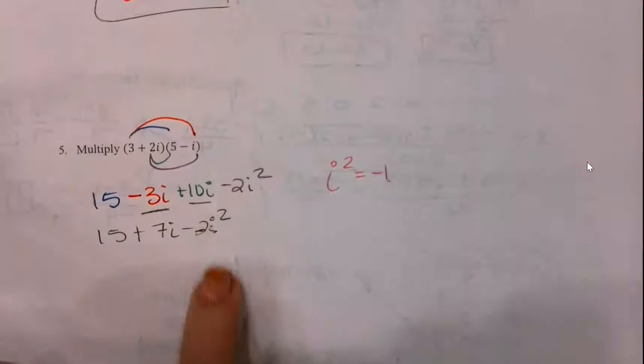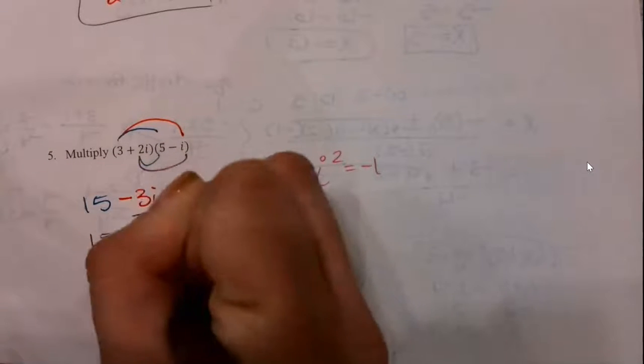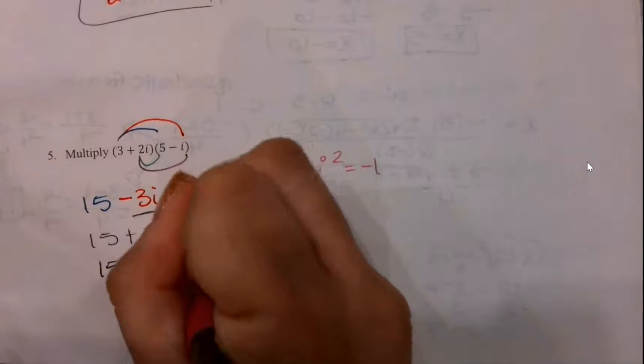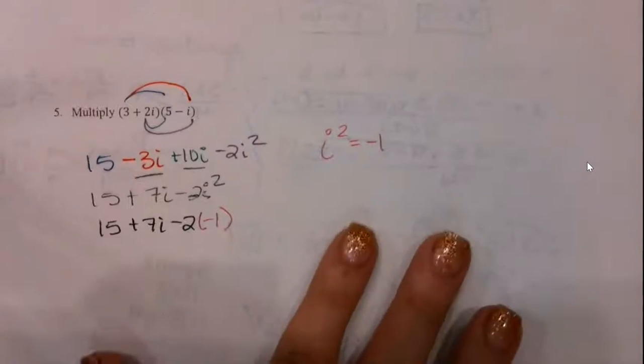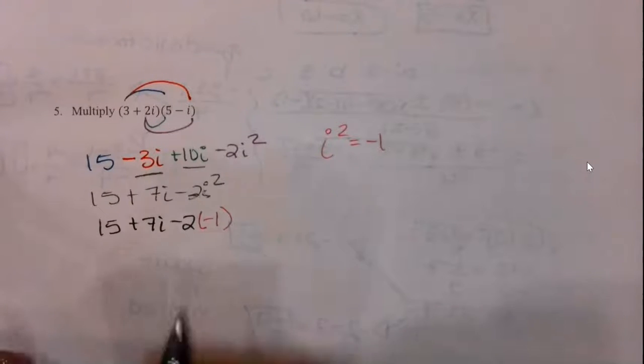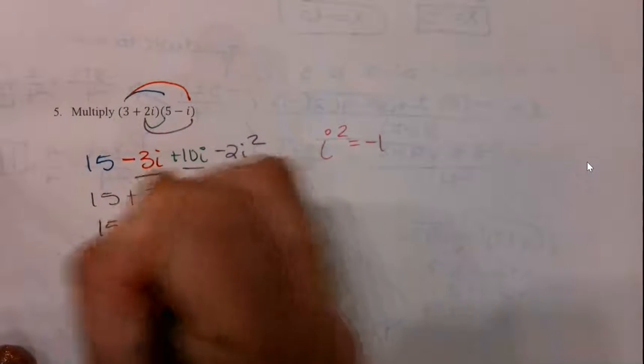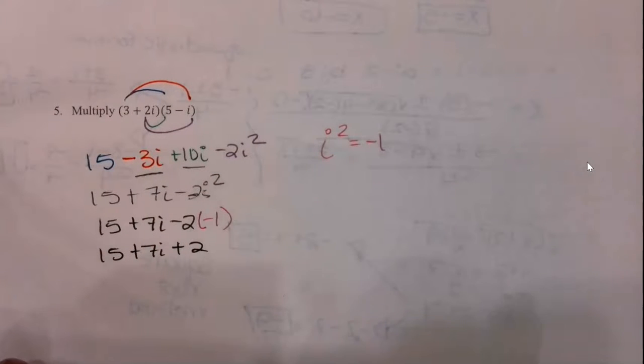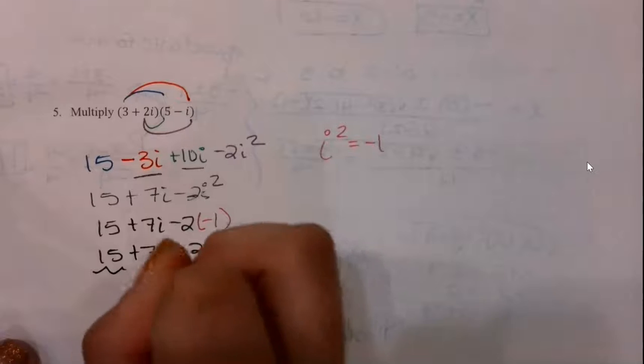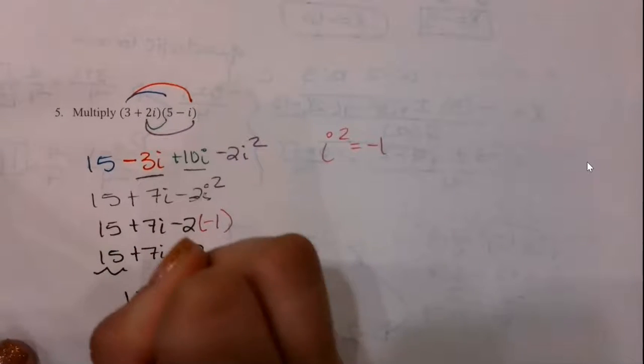Okay. What I want to do here is change the i squared. Remember, i squared equals negative 1. So I'm going to replace this i squared down here with negative 1. So I have 15 plus 7i minus 2, and instead of i squared, I'm going to replace it with negative 1. Then I want to multiply. So I have 15 plus 7i plus 2, because negative 2 times negative 1 gives me positive 2. And then I can combine the 15 and the 2 to get 17 plus 7i.